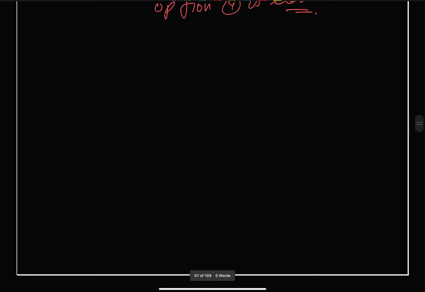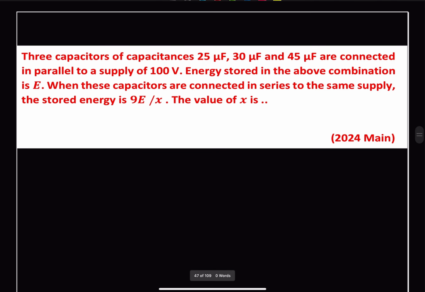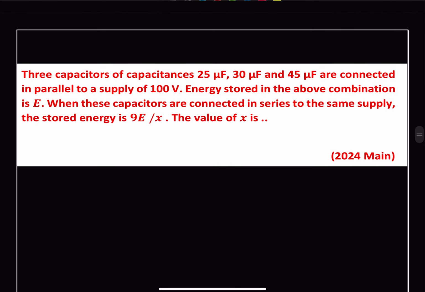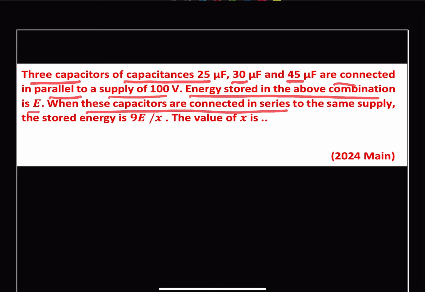Next question. We are given 3 capacitors of capacitances 25, 30 and 45 microfarad connected in parallel to a supply of 100 volt. Energy stored in the above combination is E. When these capacitors are connected in series to the same supply, the energy stored is 9E by X. So we have to find the value of X.